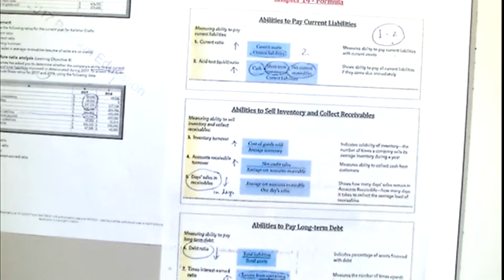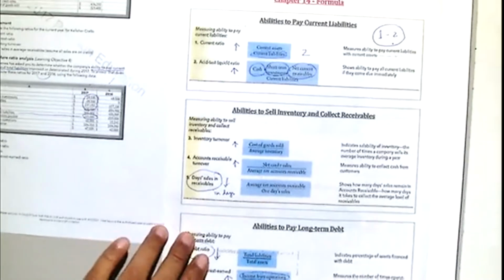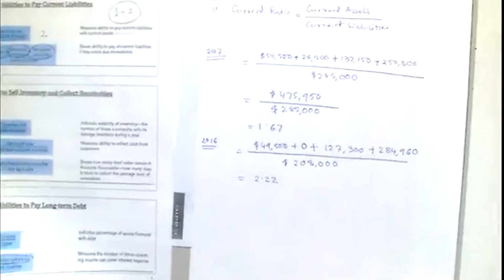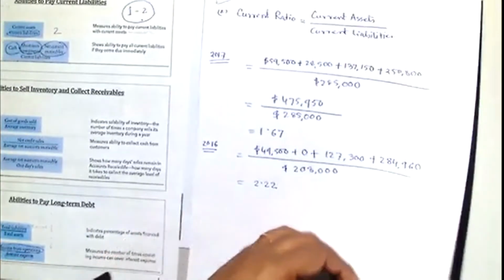That means we're gonna consider cash, short-term investments, and net current receivables. Right, as your top part, and the bottom part is the same, current liabilities. So, now we will do acid test ratio, or another name is quick ratio.